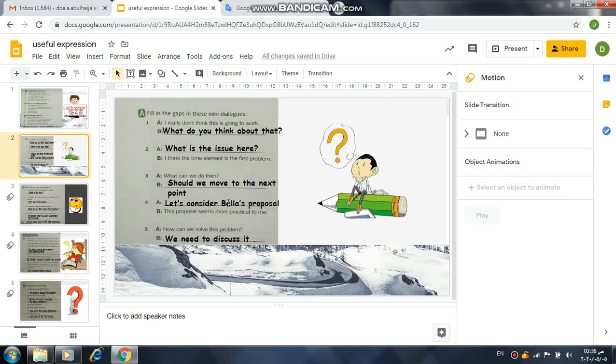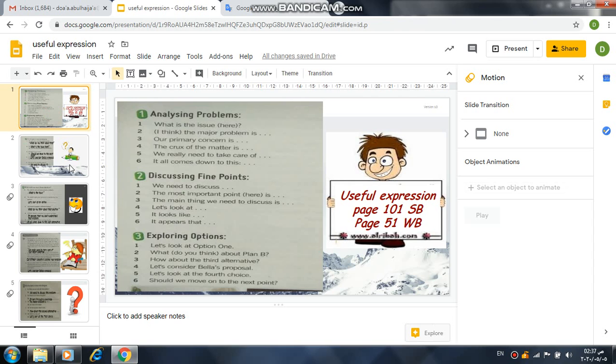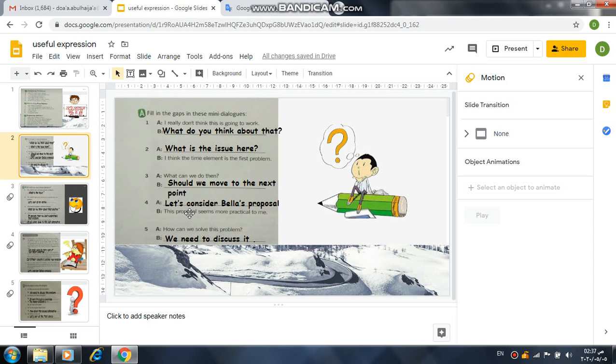Like, let's consider, should we move to the next point? Number 4, this proposal seems really practical to me. I think we will also go to exploring options, which is let's consider Bella's proposal. Number 5, how can we solve the problem? We need to discuss it. I think we will go to number 2, discussing points, because we talk about solving the problem. Let's go to exercise B.